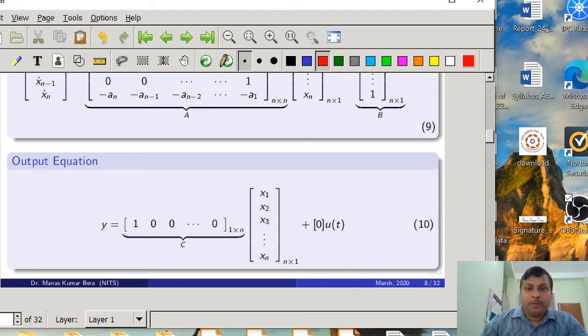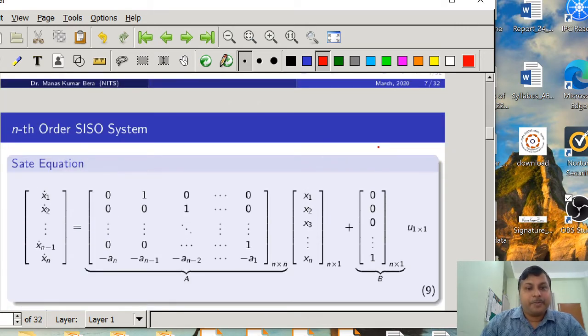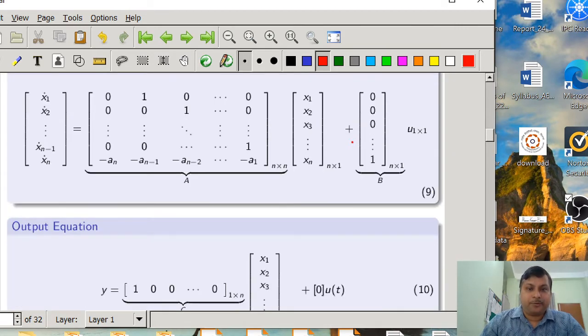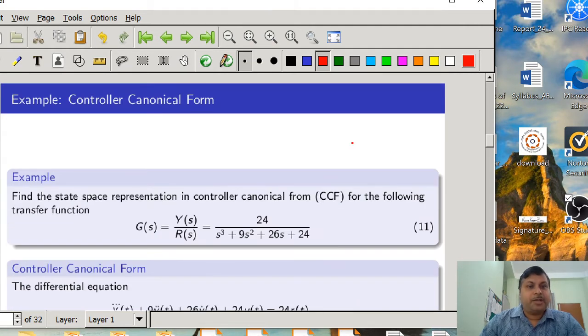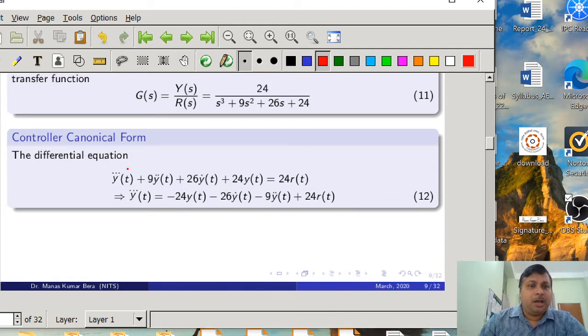If you are able to represent any system in this form, then we will call it that you have represented the system in controller canonical form. So let us try with an example. Suppose one example has been given, that is G(s) = Y(s)/R(s) equal to 24 by s cube plus 9s square plus 26s plus 24. Now we have to represent this system in a differential equation. So the associated differential equation we can represent by 12, and the next step will be to represent it using block diagram.